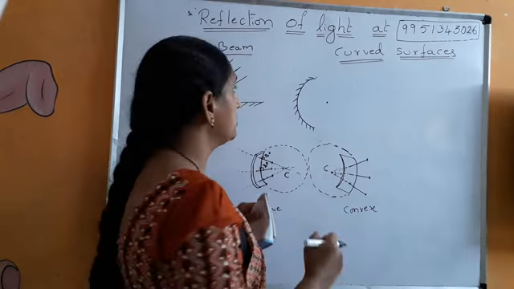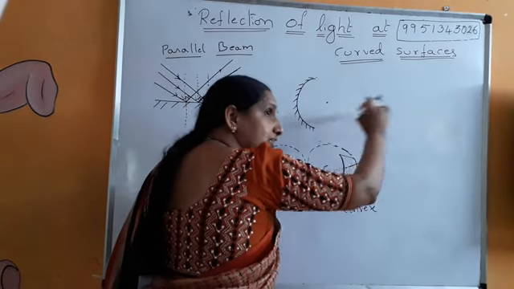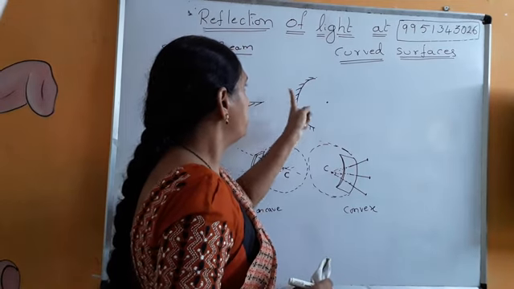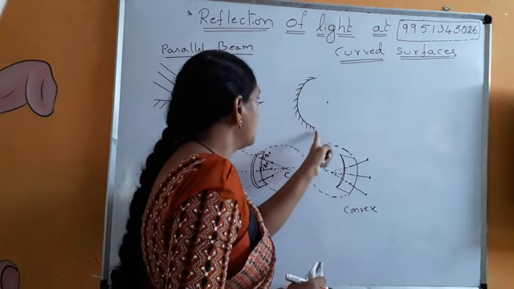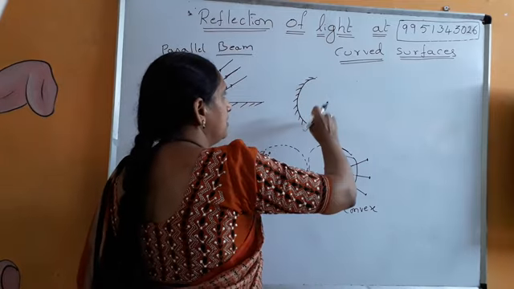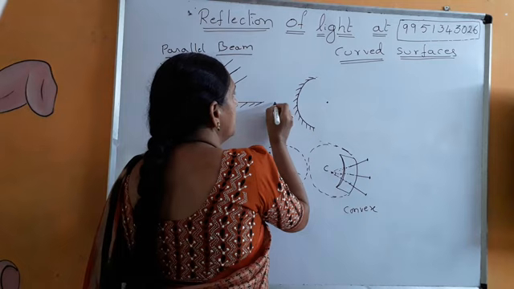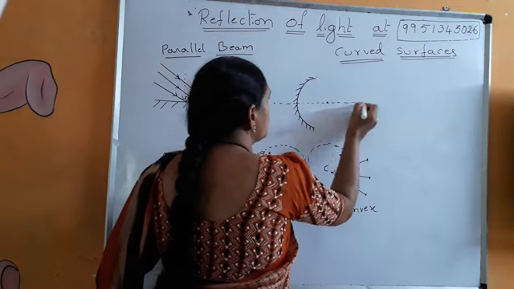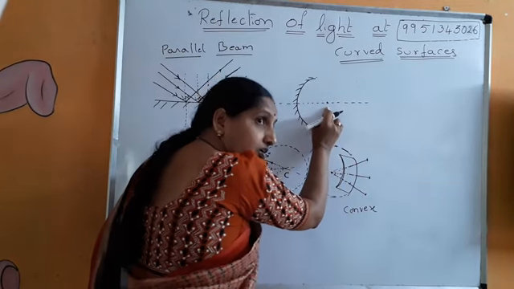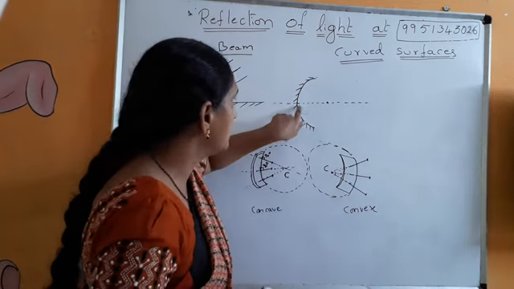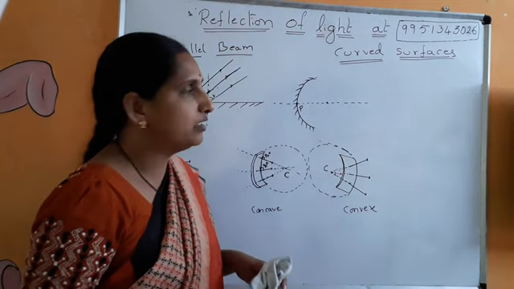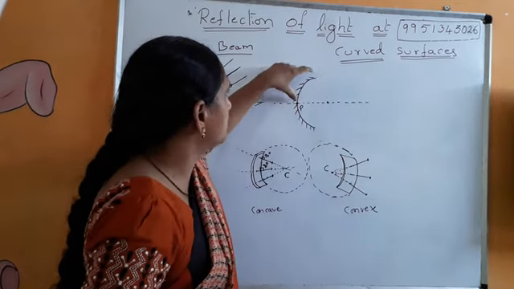Now the next point is to draw an imaginary line passing through the geometric center of this curvature and the center of the curvature. Let us suppose that this is the midpoint. An imaginary line passing through the center of this concave mirror and the center of curvature. What is this point? We call it the pole of the mirror. So this pole of the mirror is a geometric center.